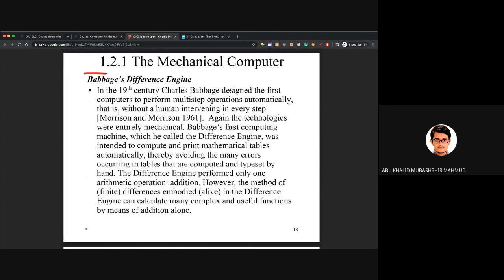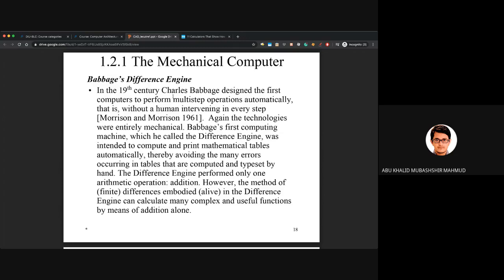This topic, Babbage's difference engine, is very important for you, for your quiz and other exams. You have to mention a short note on Babbage's difference engine. Now let's delve deeper.